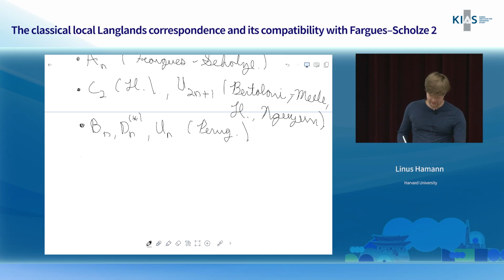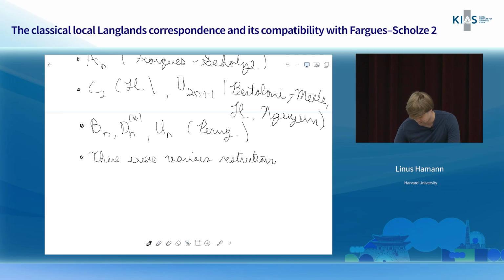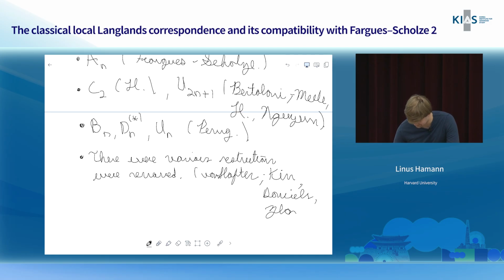And then, these various results up here had various restrictions related to integral models of Shimura varieties. So there were various restrictions, which were recently removed in work of Van Hoften, Kim, Daniels, sorry, I'm not doing the order correctly, and Jean. Yeah, this is one group of authors who did this.